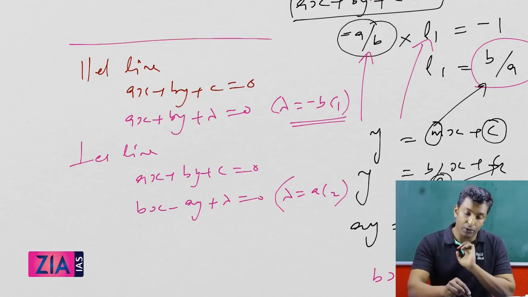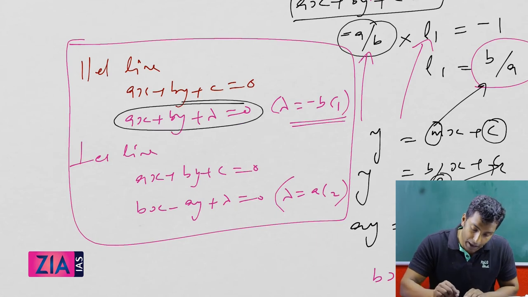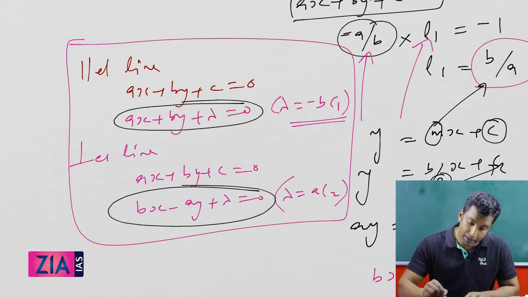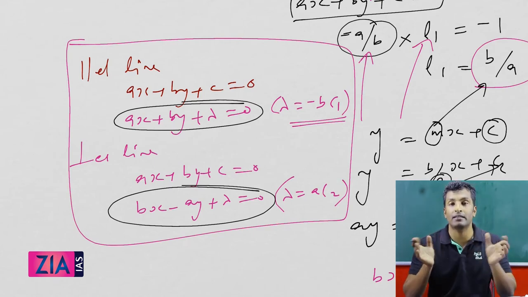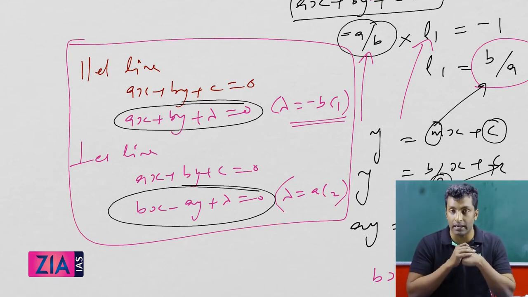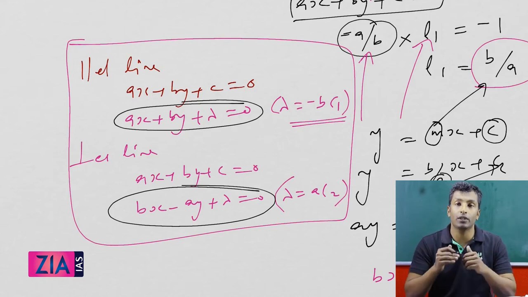That's it. So this is the key takeaway. This represents the family of all parallel lines, and this represents the family of all perpendicular lines to the given line ax plus by plus c equal to 0, which is the general expression of a straight line. I hope this is understood completely. Okay, let's move on to the next topic.